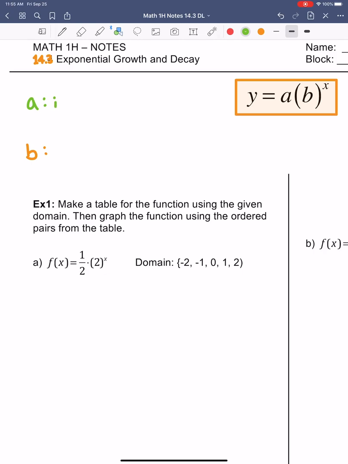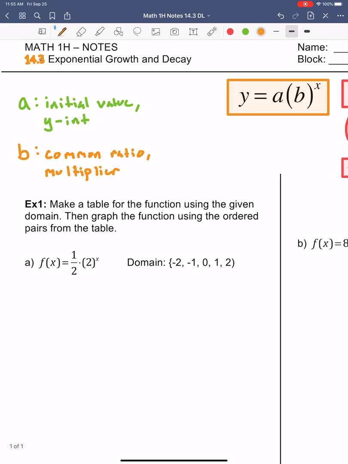And so if we look at our variables here, we've got a, and a is going to be our initial value. Our initial value, and this is also going to be our y-intercept, right? That's the same thing as the initial value. And then b is going to be our common ratio, as we've seen with the geometric sequences, or we can also call it our multiplier. So it's the number that we're multiplying by over and over and over again, okay?